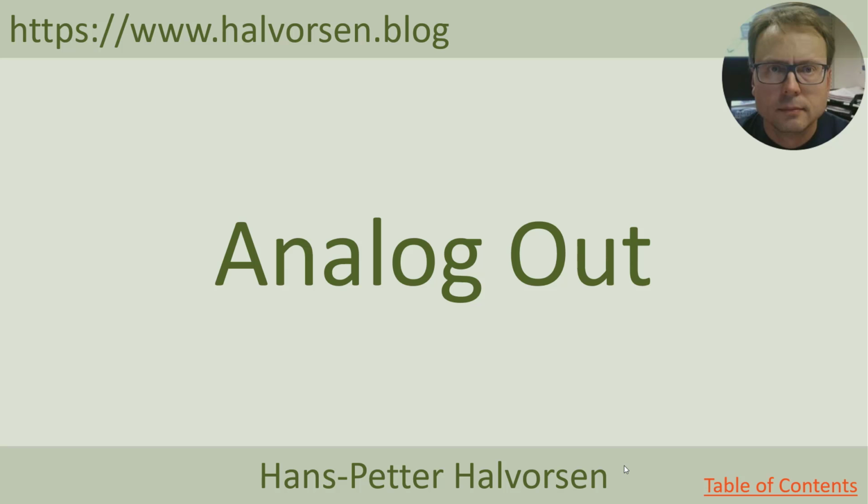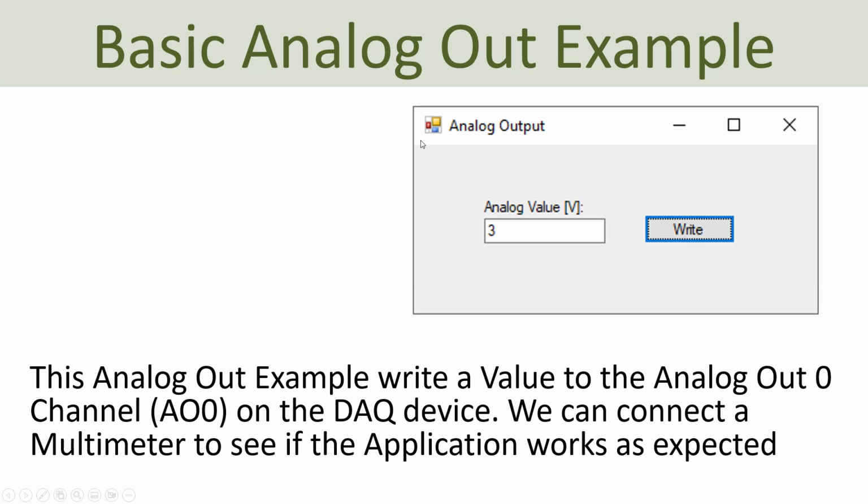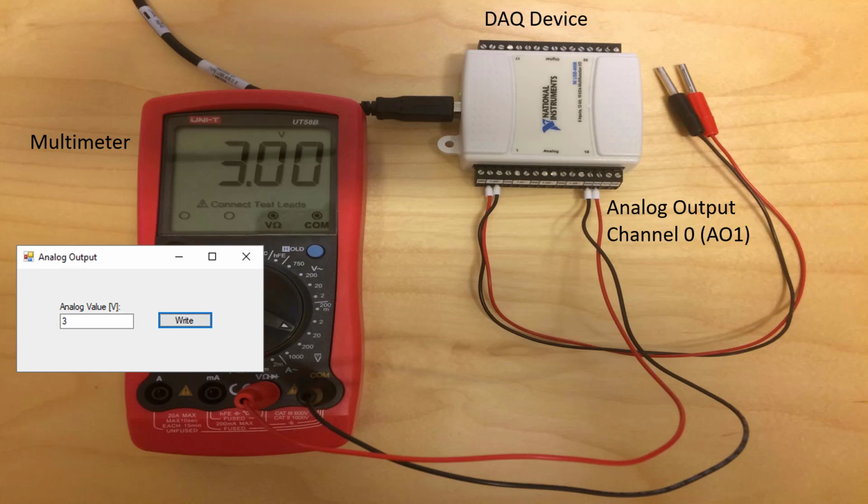So the next example that I will present is an analog out example. Here you see the graphical user interface created with Visual Studio and C#. It's very similar to previous examples. You have a text box, but in this case I don't have a read button but a write button. So when I specify a value here between 0 and 5 volts and click the write button, I will send this voltage value to the DAQ device.